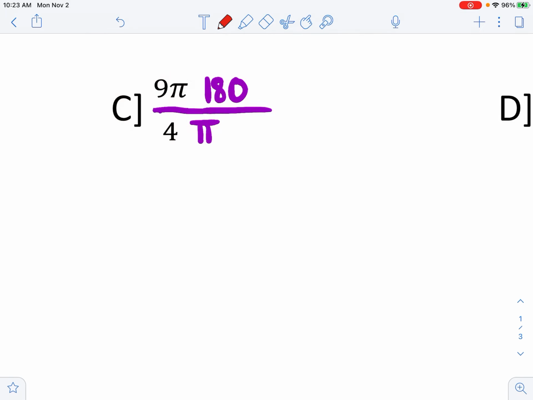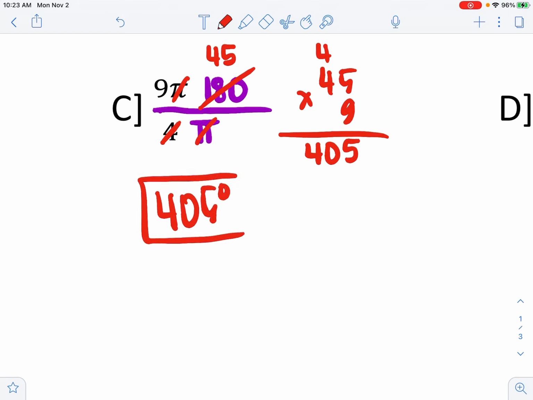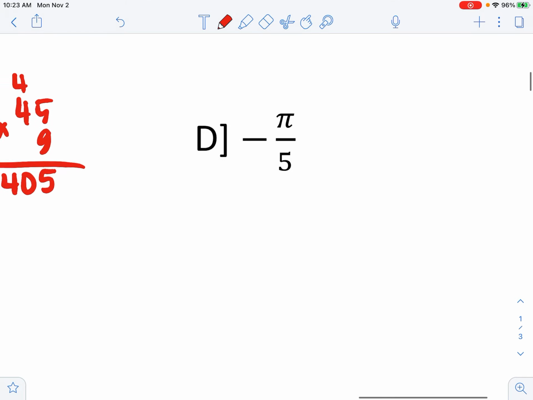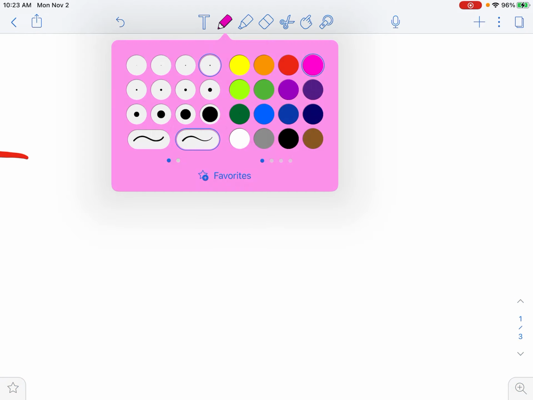Next one here, I'm going to divide by pi to get rid of that pi. That means I'm multiplying by 180. The pi's cancel. 4 goes into itself once. 4 goes into 180 45 times. 45 times 9. 9 times 5 is 45. Carry the 4. 9 times 4 is 36 plus 4 is 40. So 405 degrees. Notice knowing that 4 goes into 180 45 times is not something that I had to think hard about because I've seen it so many times.